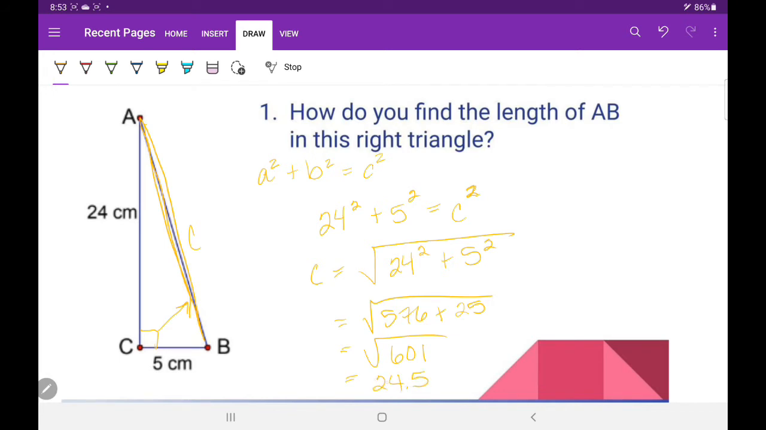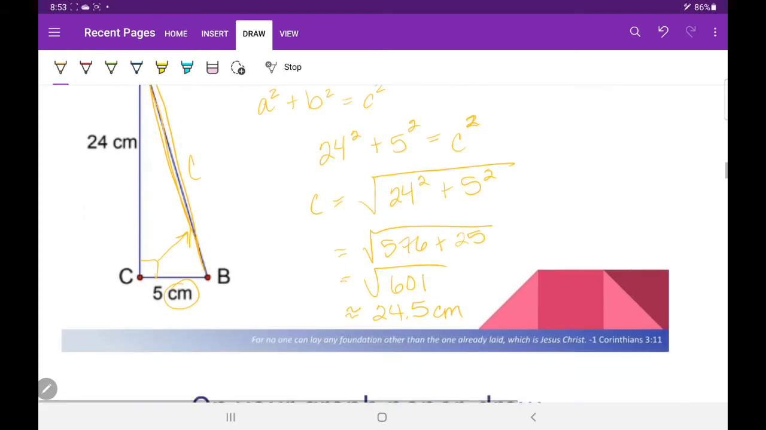about 24.5. And so actually, instead of using an equal sign, you could use equals, but you can also use a symbol like this. It means approximately. So this is about 24.5 centimeters. Notice that these units are centimeters. So that's how we would find the length of AB, correct? We would use Pythagorean theorem. So keeping all of this in mind, we're going to move to the next step.